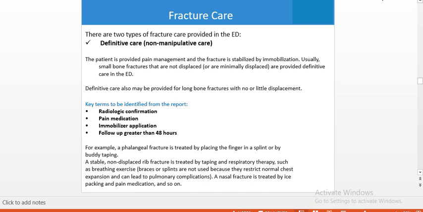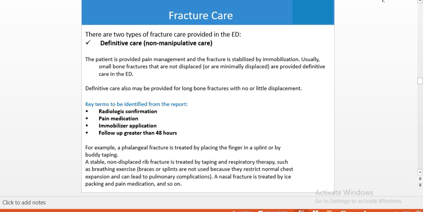For example, a phalangeal fracture is treated by placing the finger in a splint or by buddy taping. A stable non-displaced rib fracture is treated by taping and respiratory therapy such as breathing exercises. Braces or splints are not used because they restrict normal chest expansion and can lead to pulmonary complications. A nasal fracture is treated by ice packing and pain medication and so on. So usually these splints will be used in fractures only. On the chest we will not use them, as it will restrict chest movement and may create respiratory problems.